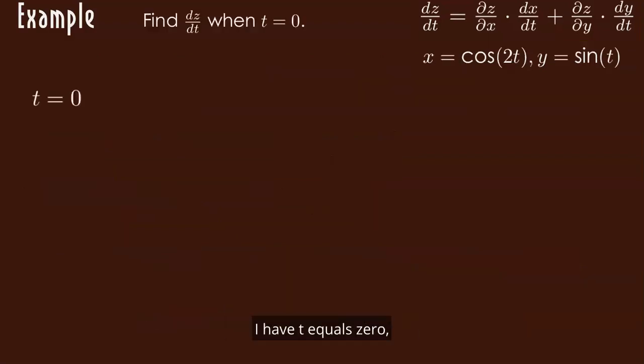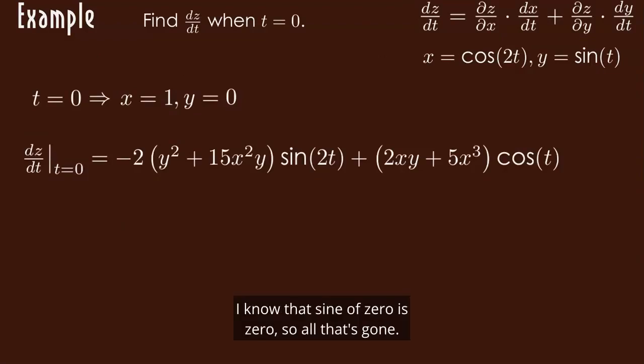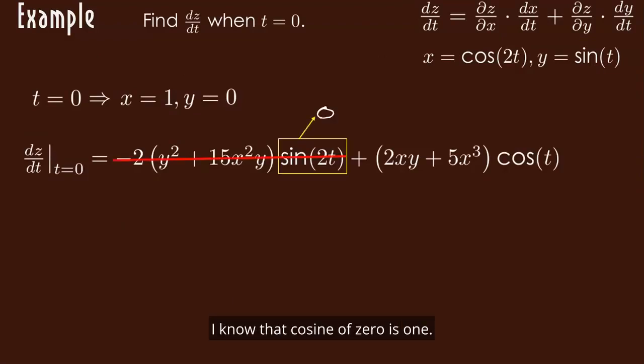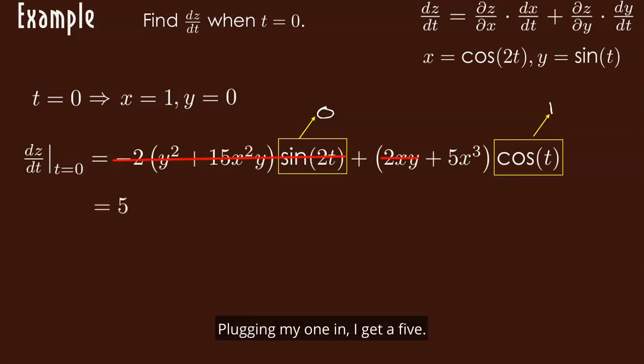I have t equals 0, so that means x equals 1 and y equals 0. Writing this derivative out again, I know that sine of 0 is 0, so all that's gone. I know that cosine of 0 is 1. The 2xy has a y in it, which is 0, so the only thing that survives is 5x cubed. Plugging my 1 in, I get a 5.